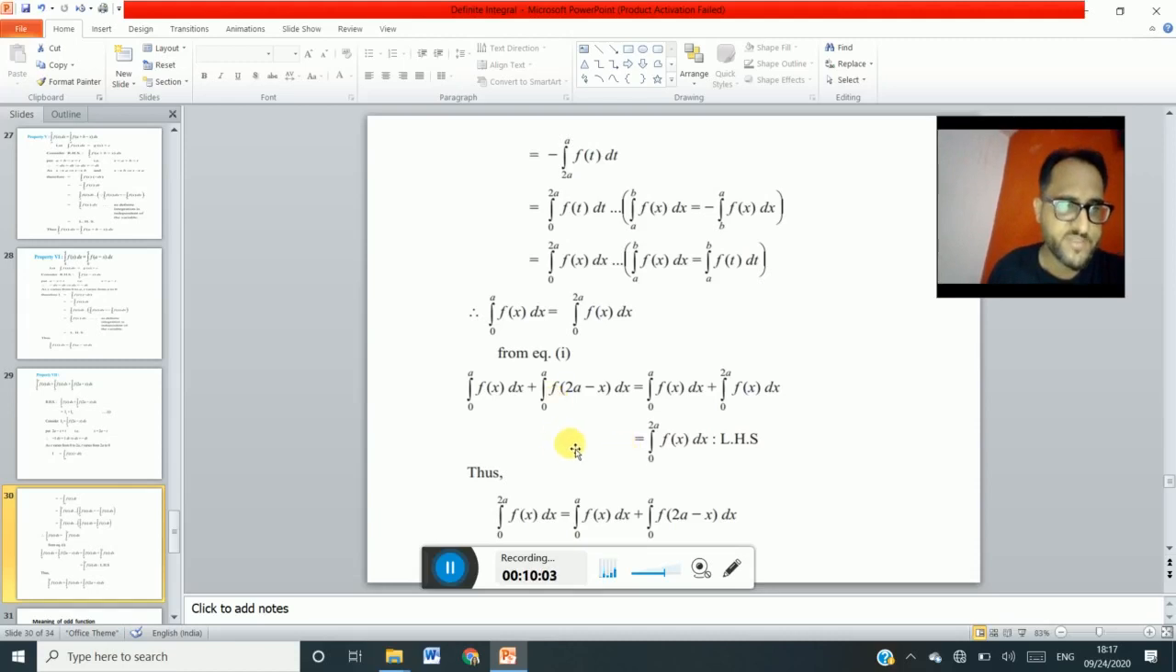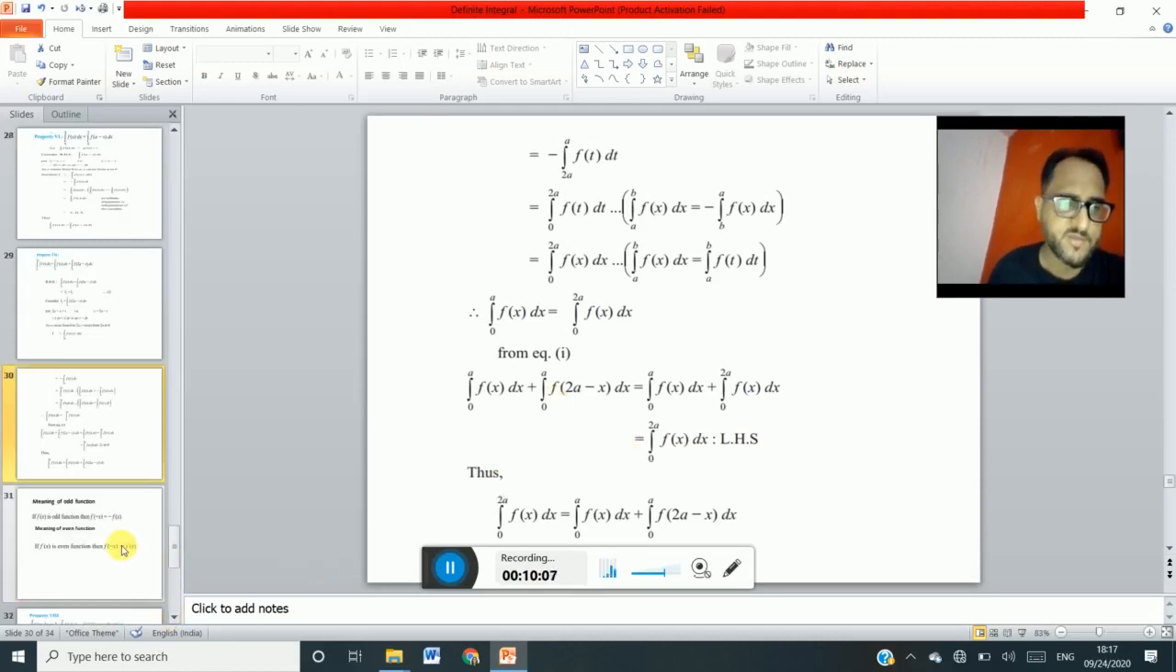Okay, then we see the next property, that is the last property of the definite integral, that is even function and odd function, right? The result of that property is different for an even function and an odd function. So we take that property also.